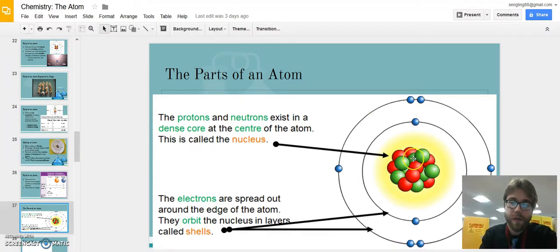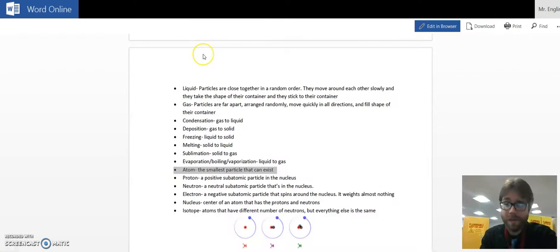We have our neutrons and our protons in the center of the atom, in the nucleus, and then we have the electrons on the outside. Going back to our handy-dandy study guide, the next one on the list is nucleus. The nucleus is the center of the atom, and it is made up of protons and neutrons.